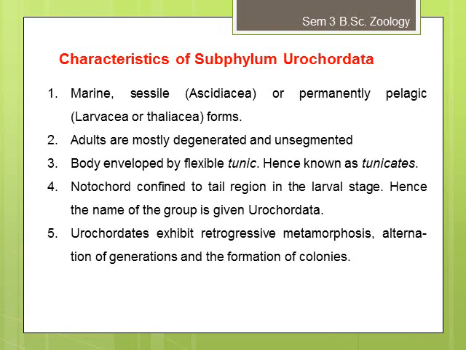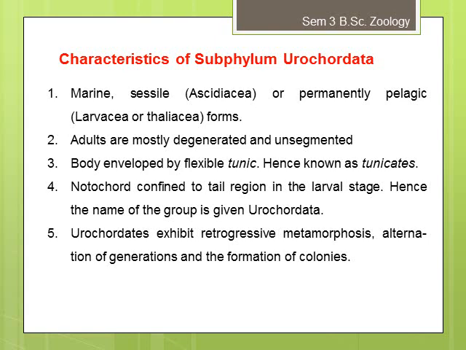Uro refers to the tail portion. So that is why the name Urochordata has come. That is yet another character of Urochordates. Then, when we look into the development of the Urochordates, development is always indirect. Indirect in the sense, it's not always. In most cases, it is indirect.